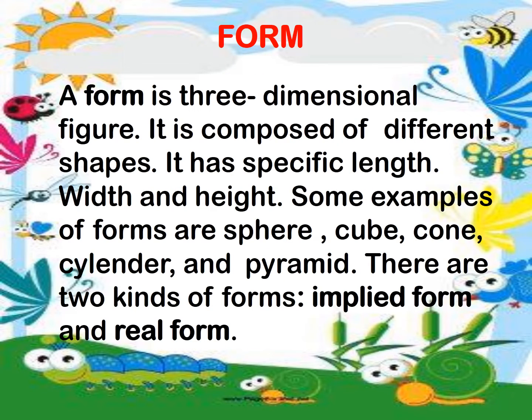Number 3, form. A form is a three-dimensional figure. It is composed of different shapes. It has a specific length, width, and height. Some examples of forms are sphere, cube, cone, cylinder, and pyramid. There are two kinds of forms, implied form and real form.